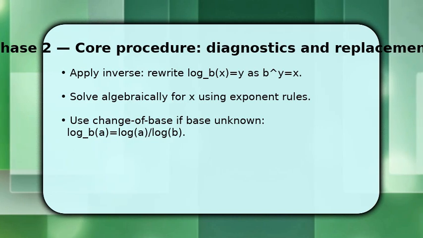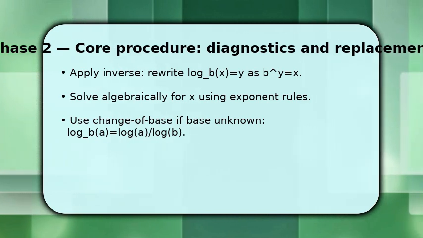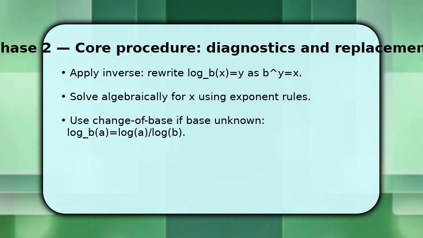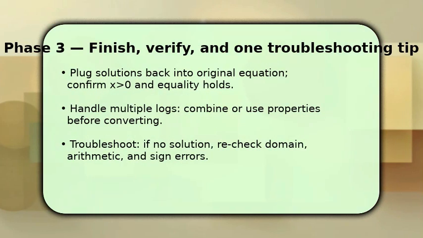Keep tracking domain conditions, because solving might finish by substituting each candidate back into the original equation to verify it satisfies both the equality and the domain requirement x > 0.